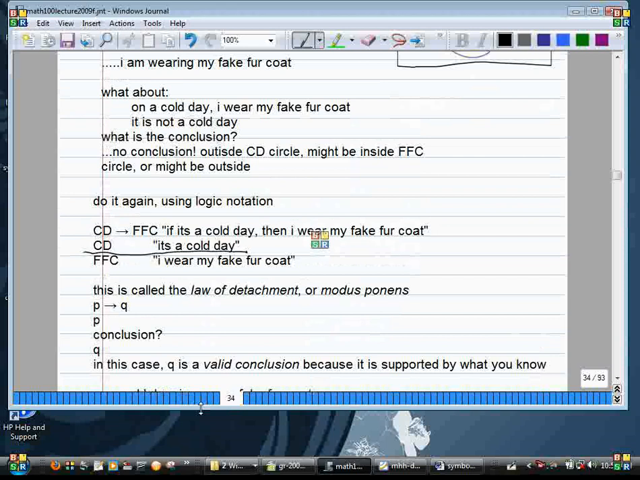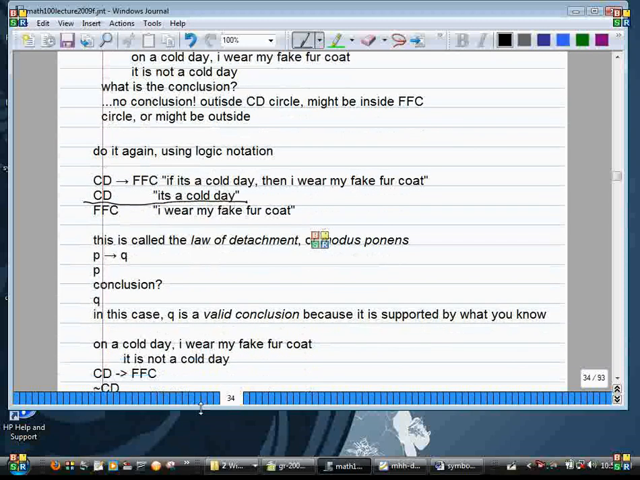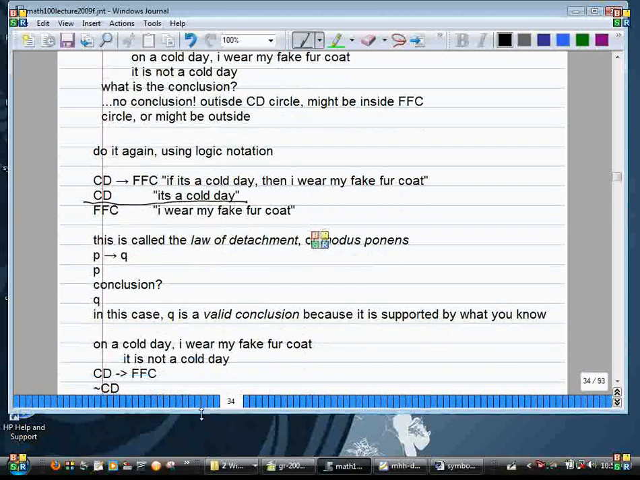Now, let's talk about the second one. The second situation was, on a cold day I wear my fake fur coat. It is not a cold day. So how do we write that down in logic notation? Not equals. Yes. Exactly. So we have this.